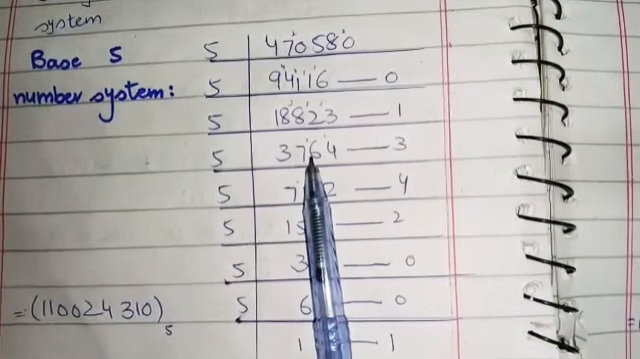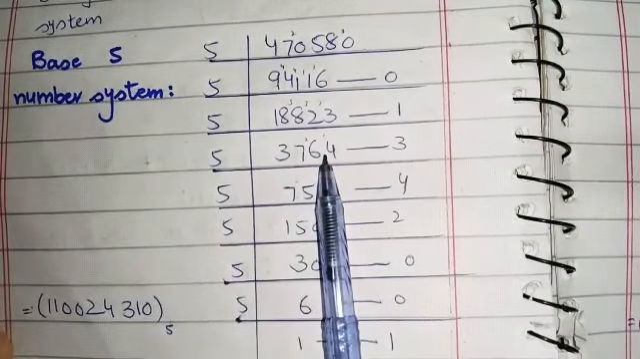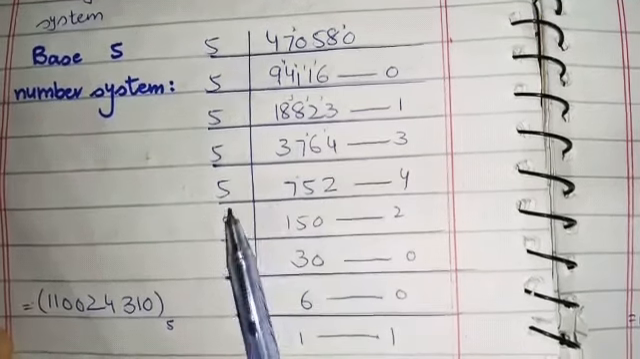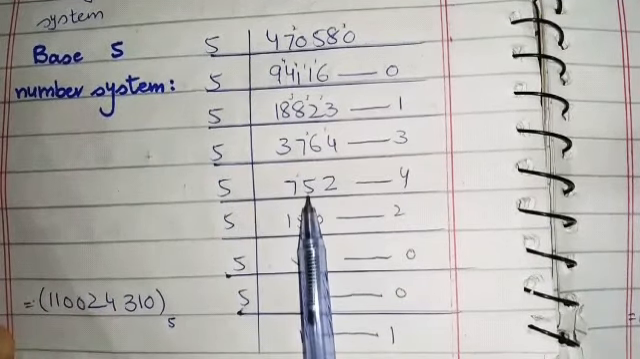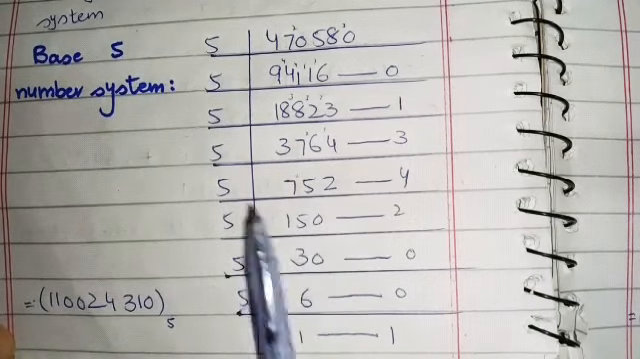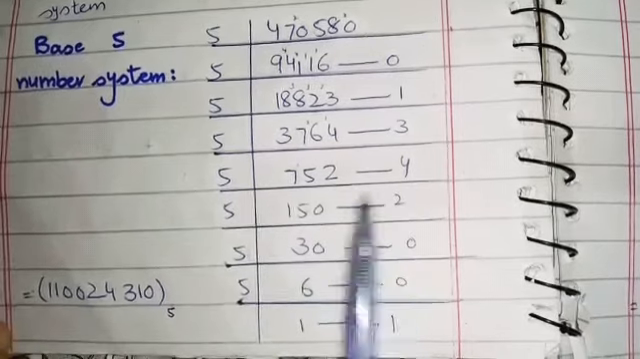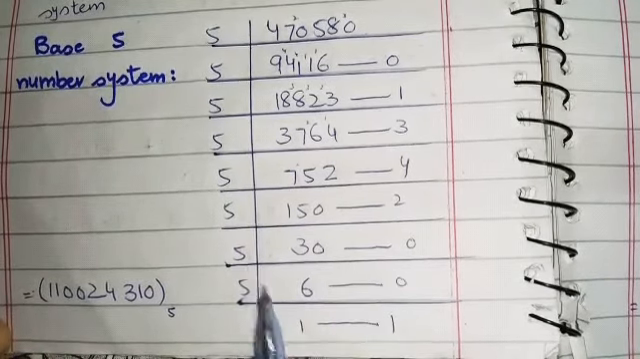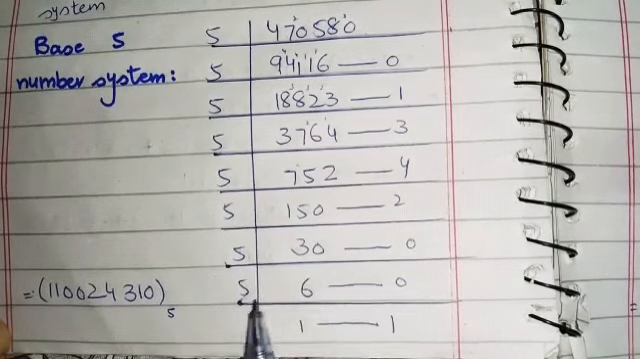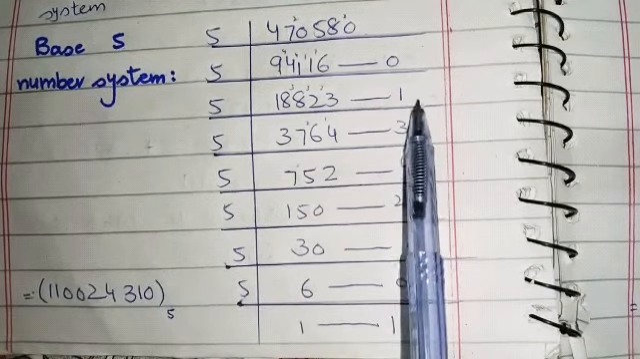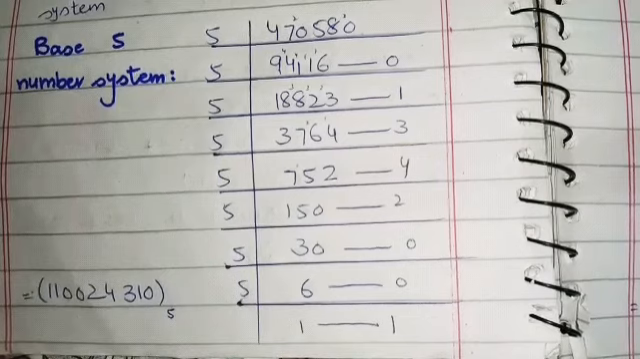Here makes 26. 5 5s are 25. 1 carry to the next number. We have 14. 5 2s are 10 and 4 is our remainder. Then 5 1s are 5. 2 carry to the next number. We have 25. 5 5s are 25. We cannot divide 2 with 5, so we will write here 0 and 2 is our remainder. Then 5 3s are 15. 0 will write as it is and 0 is our remainder. 5 6s are 30 and 0 is our remainder. 5 1s are 5 and 1 is our remainder. So our answer is 1 1 0 0 2 4 3 1 0 with base 5.